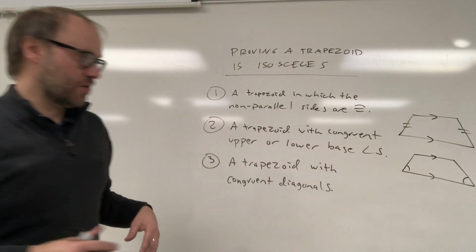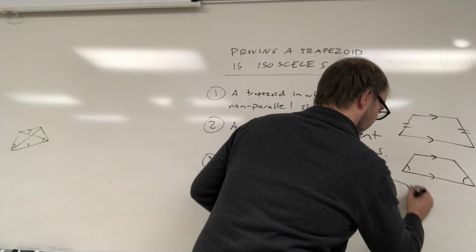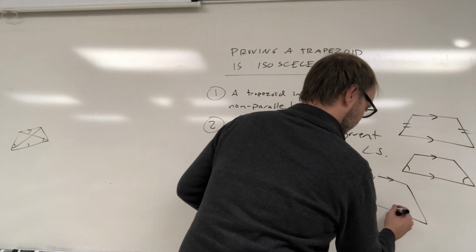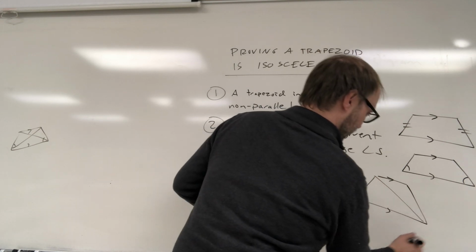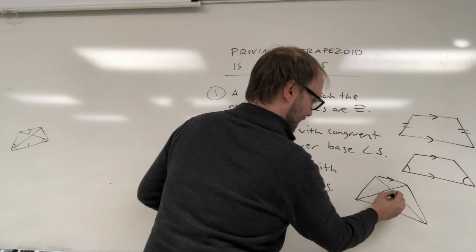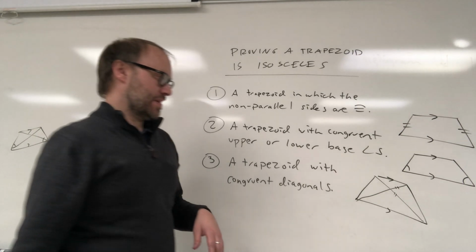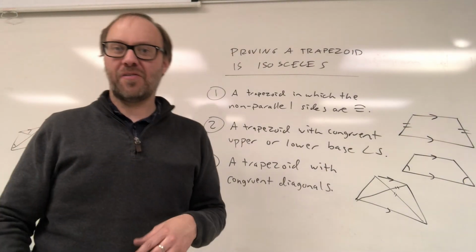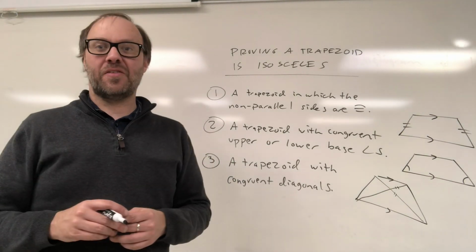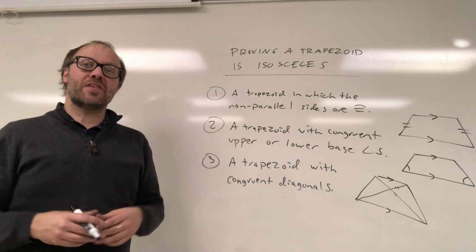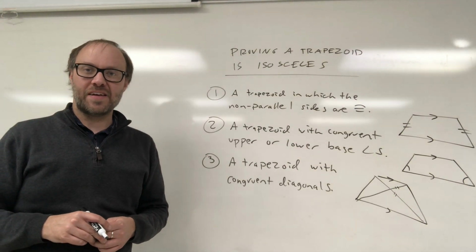Finally, if you can show that your trapezoid has congruent diagonals, so it's got to be a trapezoid, and if you can show that this diagonal is congruent to that diagonal, basically you'll end up with congruent overlapping triangles, and link back to that other definition. That is your last method for showing that you have an isosceles trapezoid.